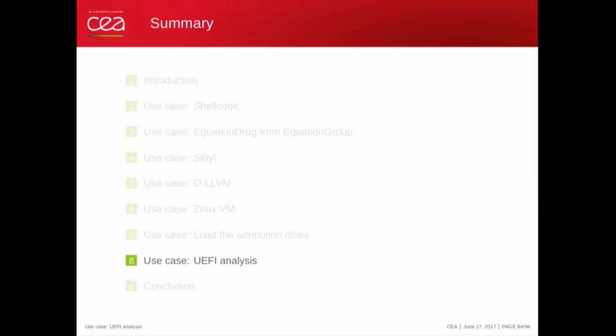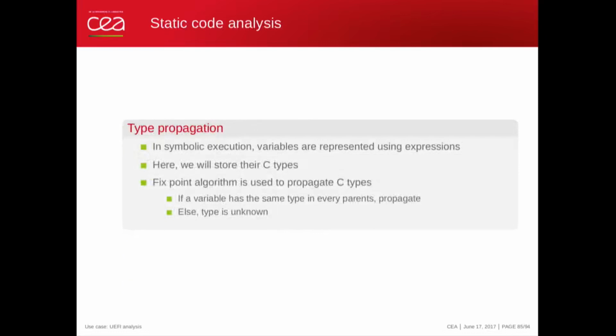Okay. The last demo is to show another engine in Miasm. The first one we showed was the symbolic execution, and there is a second one, which is minimalistic. It's an engine in which we will propagate C types. So we are using it to do type propagation.